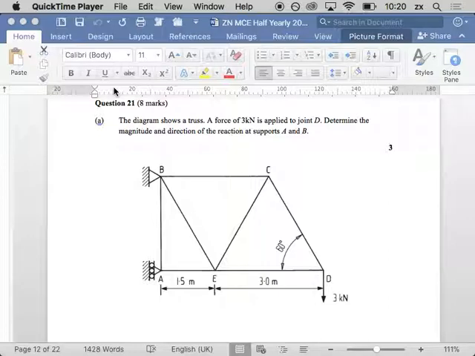As for the sum of the forces horizontally, the only two forces are those reactions. So same thing. 0 equals, well, we've got 2.6 going this way.